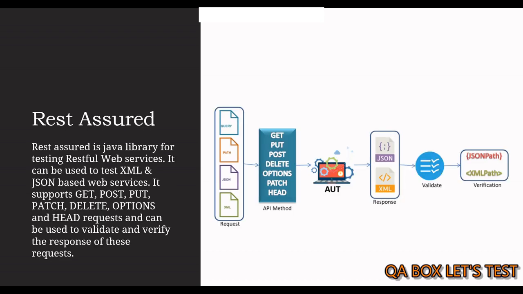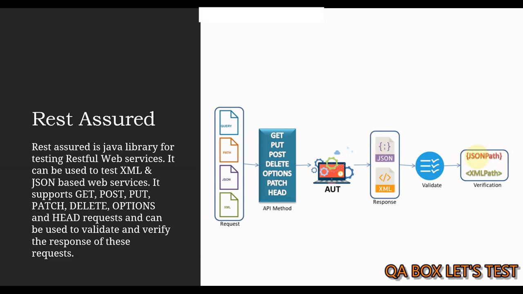Then comes, guys, REST Assured. Now, REST Assured is a Java library for simplifying testing of RESTful web services. Basically, testing and validating REST services in Java is harder than in dynamic languages such as Ruby and Groovy. So REST Assured simply brings the simplicity of using these languages into the Java domain. It can be used to test XML and JSON-based web services. It supports all these different methods like get, post, put, patch, delete, options, and head requests, and can be used to validate and verify the response of these requests.